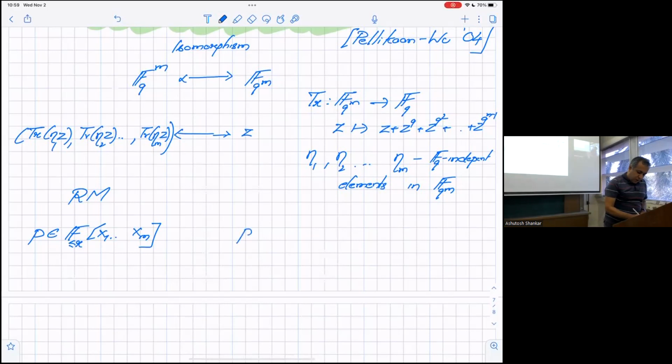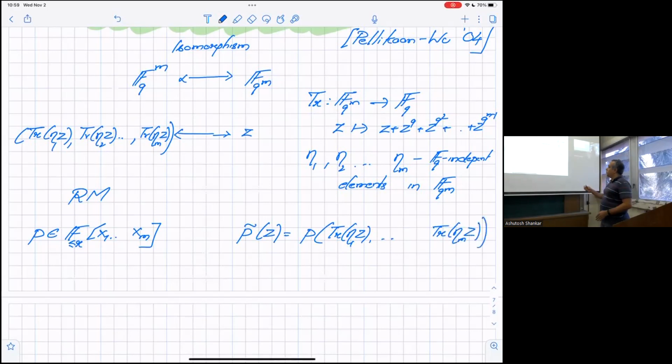So the corresponding polynomial p tilde of z is exactly p of trace eta 1 z, ..., trace eta m z. This is the corresponding univariate polynomial that you have here. Is that okay? So given a p here, this is a Reed-Muller code. I'm going to pull it back here to get a p tilde, which is a univariate polynomial. Notice that this univariate polynomial could cross.